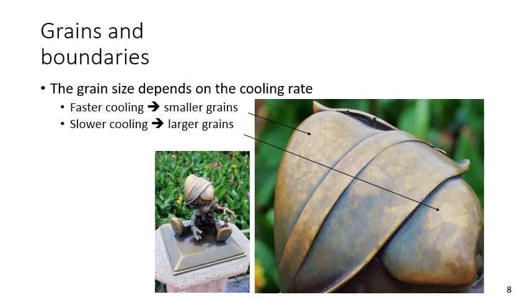And while we're talking about cooling rate, typically faster cooling leads to smaller grains and slower cooling leads to larger grains. So we would expect in this region of the casting, there might have been faster cooling, and in this region of the casting, there might have been slower cooling, allowing for more growth of the grains.